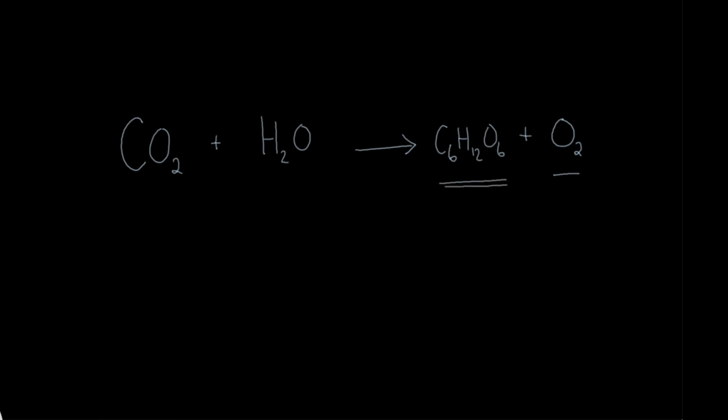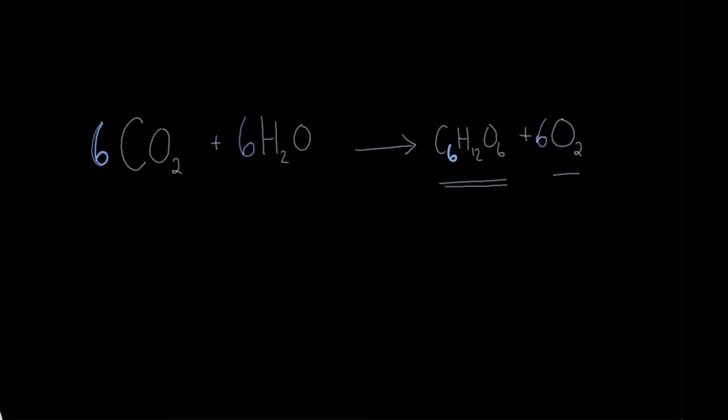Now I need to balance this equation because we're going to make a glucose molecule with 6 carbons in it. Well, we need to put in 6 carbons in the first place, so that's 6 CO2. And we're also going to need 6 waters, and we're going to produce 6 oxygen molecules.